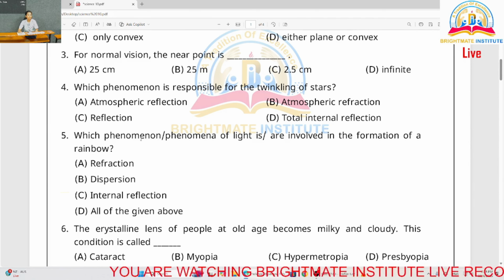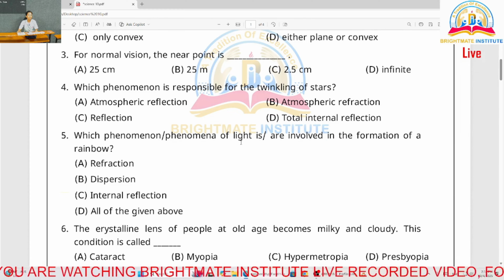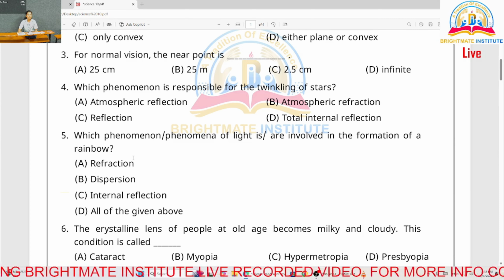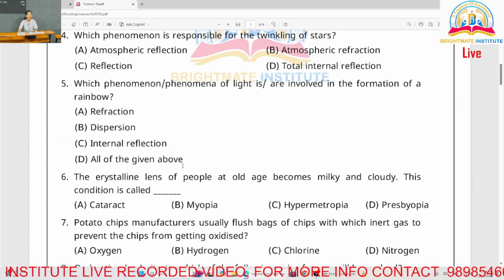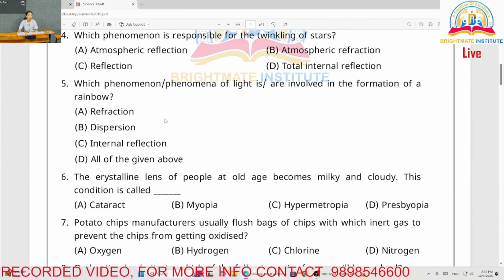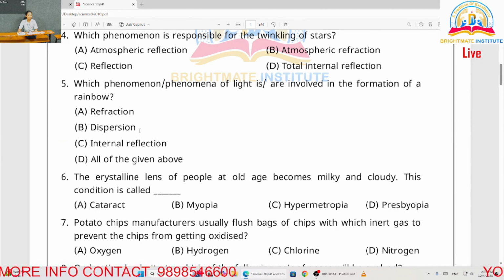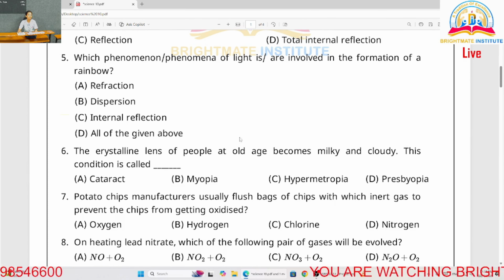Now which phenomena or phenomena of light is or are involved in the formation of rainbow? So in the formation of rainbow, refraction, dispersion, internal reflection, all the given above, because see, refraction is done in the formation of rainbow, dispersion is done, internal reflection as the sun rays internally get reflected. So all of the given above is the correct answer. So fifth one is all of the given above.